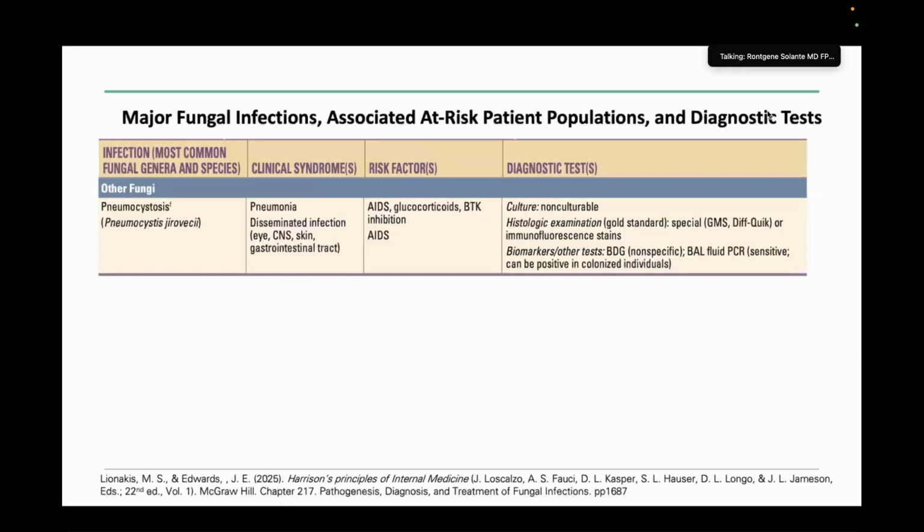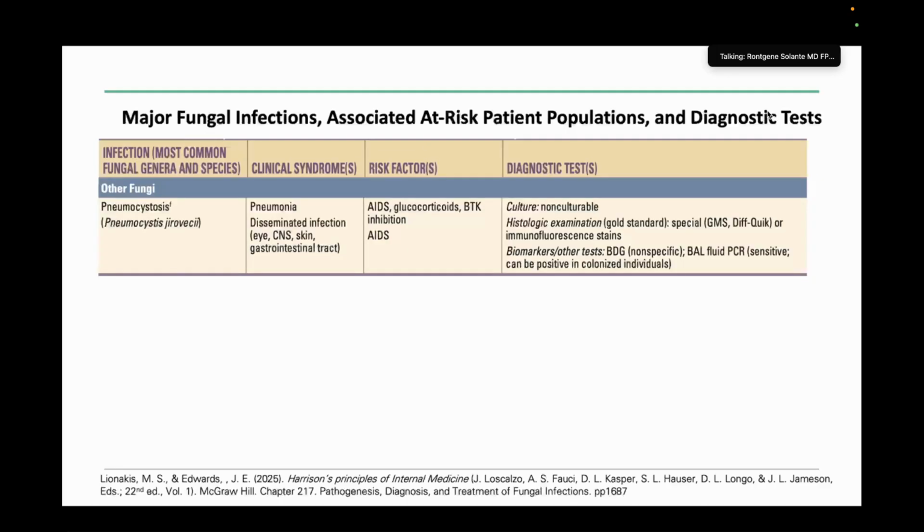Now, the last among these major fungal infections is your Pneumocystis jirovecii infection. Okay, so this is the only fungal infection wherein the treatment is an antibiotic. Which means the other groups are antifungal, but this one is an antibiotic, with the use of your cotrimoxazole. So for Pneumocystis jirovecii, the most common clinical syndrome is patients who will present with pneumonia.